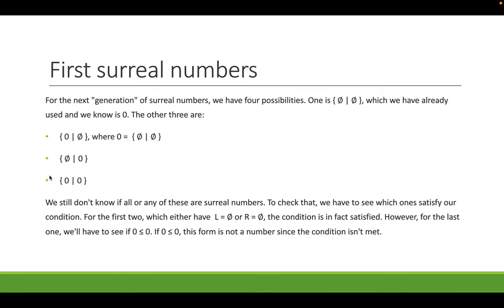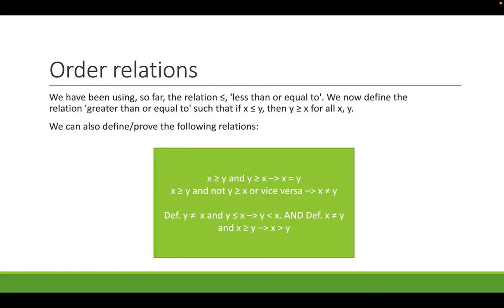But we saw that these two are. So far we have three surreal numbers. We call this one 0. This one we're going to call 1, and this one we're going to call -1. We'll see later why this is true. Then I'm going to skip over some stuff.